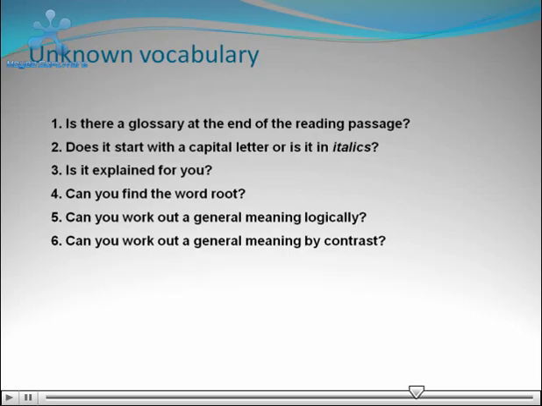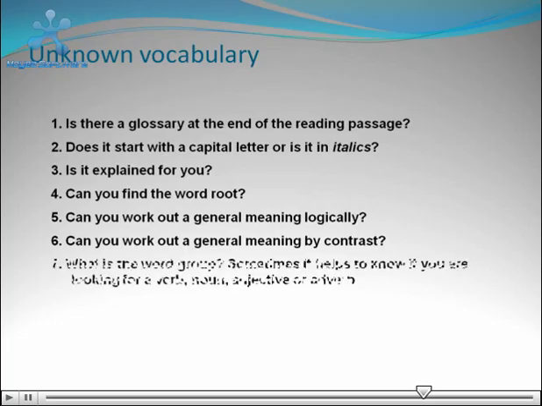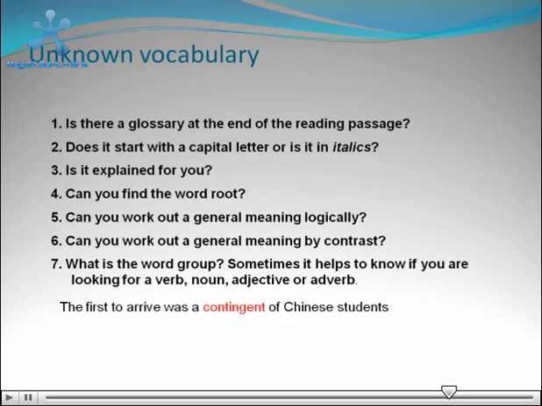The final technique you could apply to new vocabulary is to consider the word group. This may not help you find a definition for the word, but sometimes it helps to know if you are looking for a verb, noun, adjective, or adverb. In this example, we can tell from the grammar of the sentence that the word is a noun because it follows a. So we have a noun of Chinese students. The word contingent actually means group.